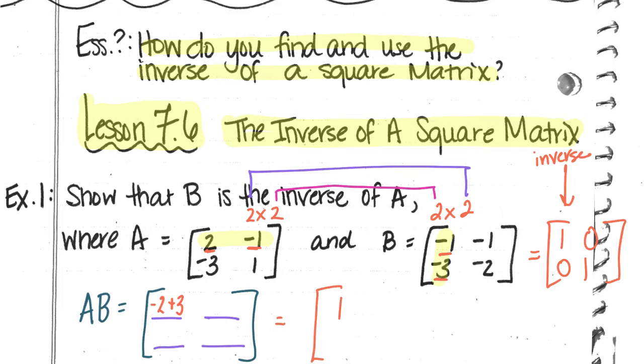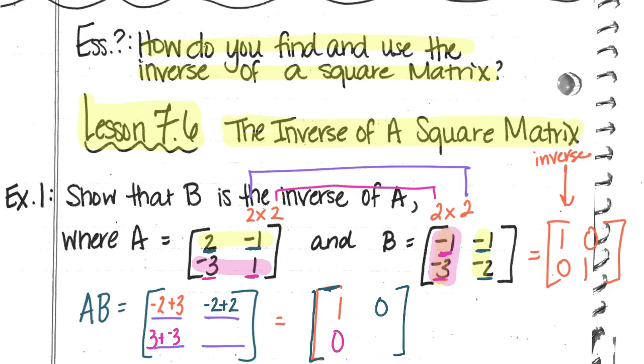All right, let's do row 1, column 2. So I'm going to take 2 times -1, which is -2, and -1 times -2 is +2, and that gives me a 0. Looks like we're getting there. Now we're moving on to row 2, column 1. Row 2, column 1 tells us -3 times -1 is 3, and 1 times -3 is -3. Hey, we're there, that's a 0.